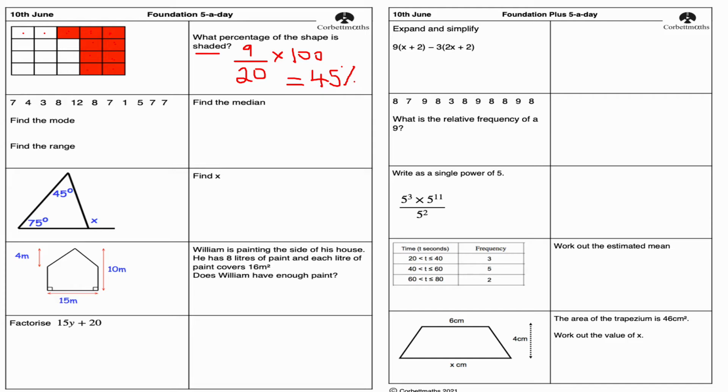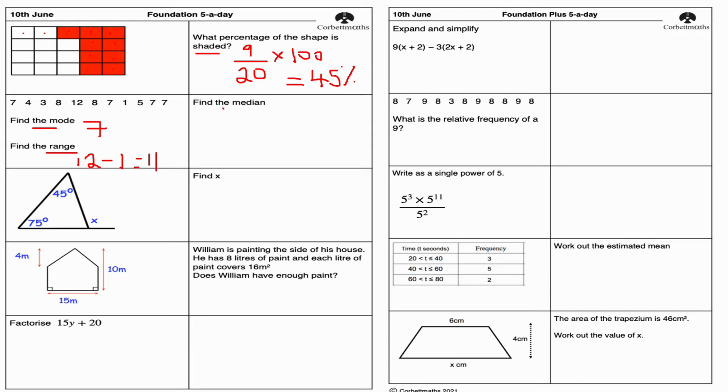This is the second question. I've got a list of data here. Find the mode, so the most occurring piece of data is 7. 7 appears 4 times. The range is the highest number, which is 12, take away the smallest number, which is 1. 12 take away 1 is 11, guys. Hopefully it makes sense so far.